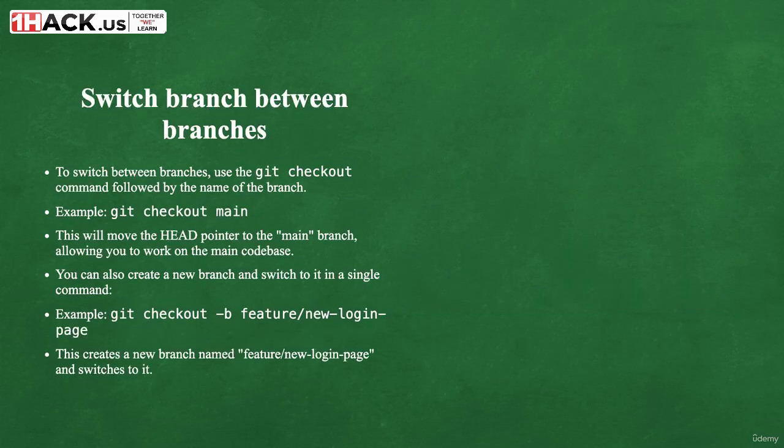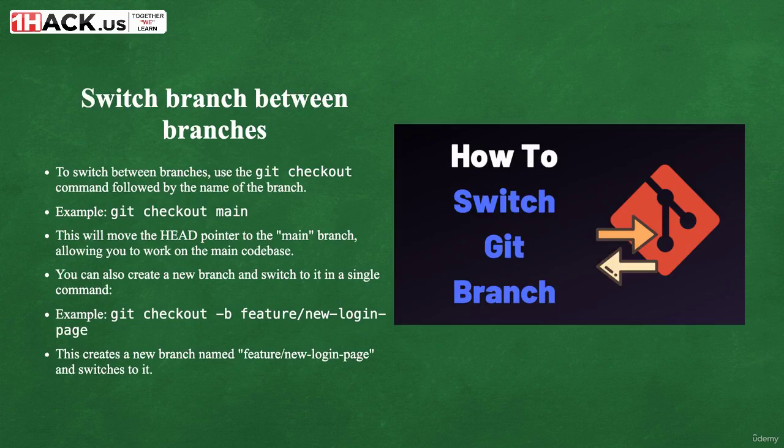Now that we've covered how to create a new branch, let's talk about how to switch between branches. To switch between branches, you can use the git checkout command followed by the name of the branch you want to switch to. For example, git checkout main will move the HEAD pointer to the main branch, allowing you to work on the main codebase. It's important to note that when you switch branches, any uncommitted changes in your working directory will be preserved. This means that if you have made changes in one branch and then switched to another branch, those changes will still be present in your working directory, but they will not be part of the new branch until you commit them.